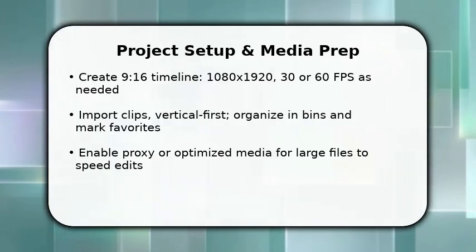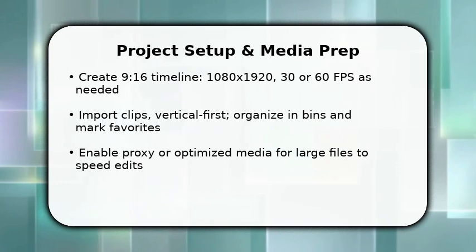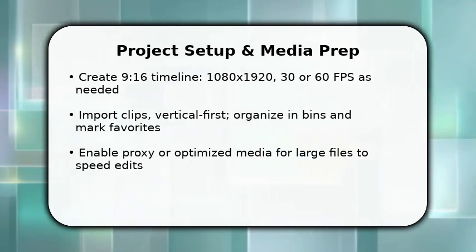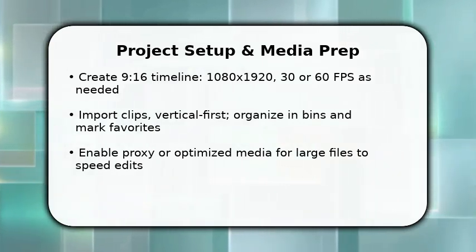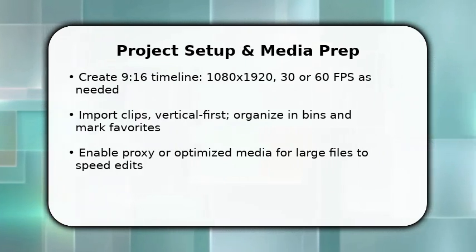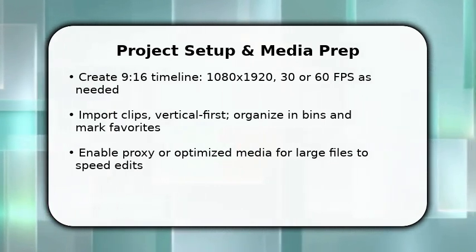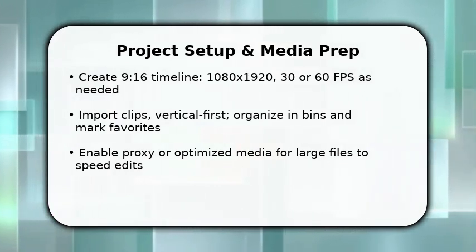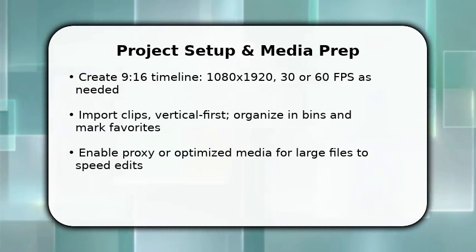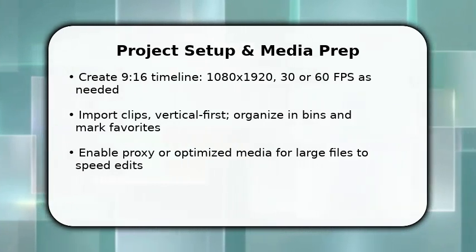You start by making the vertical timeline and importing your footage so you can edit without resizing later. Set resolution to 1080 by 1920 and choose 30 or 60 frames per second depending on the platform. Once your media is in, sort into bins and flag the best takes. This saves time during trimming.